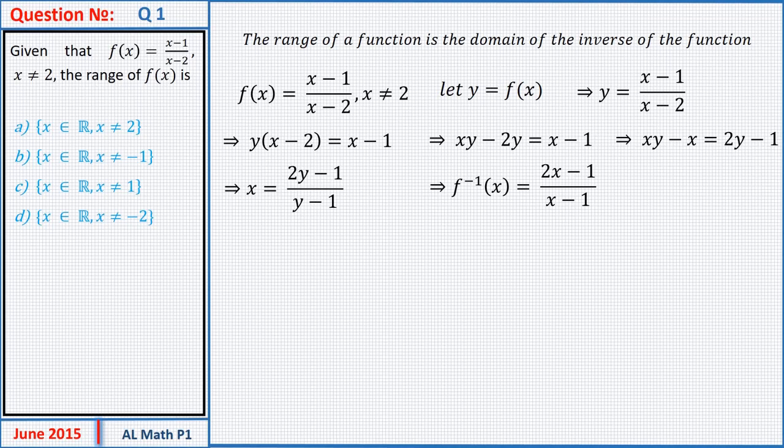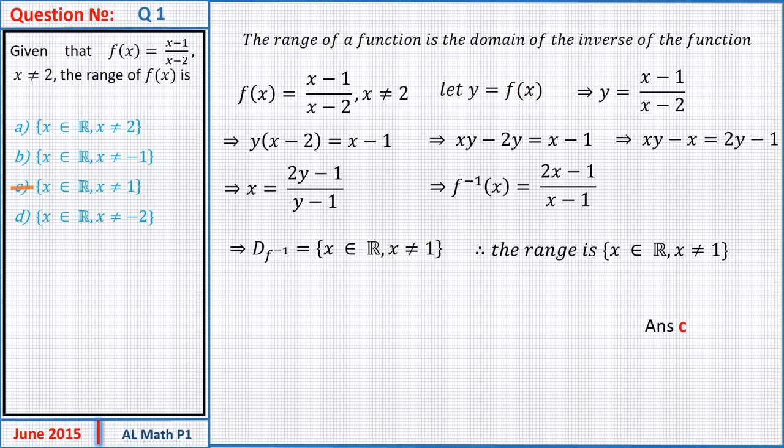So here we say that our f inverse of x can take all values of x except what? Except 1, because when we put 1 in the function, it makes the function undefined. So the domain of f inverse of x is all values of x belonging to the set of real numbers, excluding 1. So therefore our range is all values of x, element of R, excluding 1. So if we compare, we see that the answer here is C.